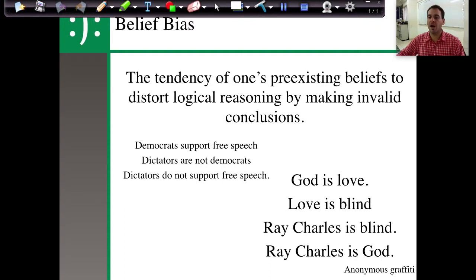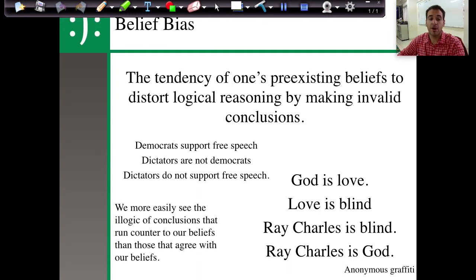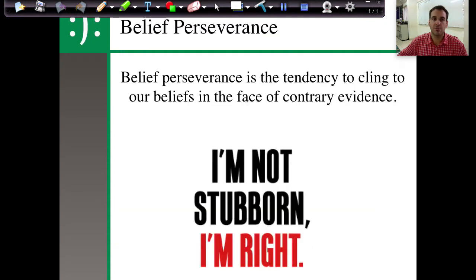You've probably heard this one. God is love. Love is blind. Ray Charles is blind. Ray Charles is God. Follow the logic. Does it make sense? Is this a logical conclusion based off of the first belief, should I say, not conclusion. Something to think about: we more easily see the illogic of conclusions that run counter to our beliefs than those that agree with our own beliefs. Okay? So, let's move on.